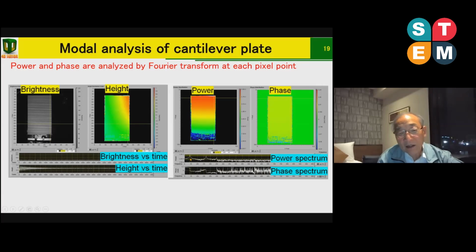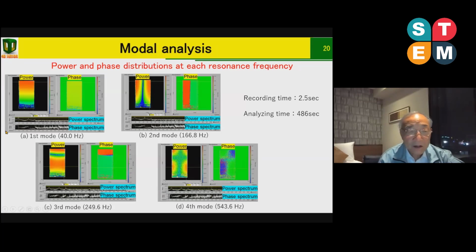At the natural frequency, the phase changes graphically like this. This one shows only the first mode image. So here is a fixed point. Only this point moves, and the phase is constant for all of the surface. So it moves in a very natural movement.